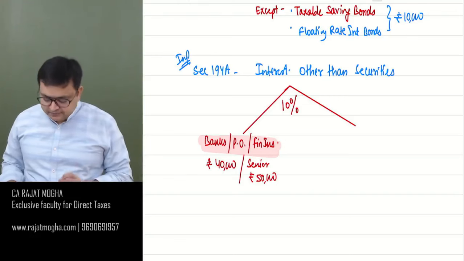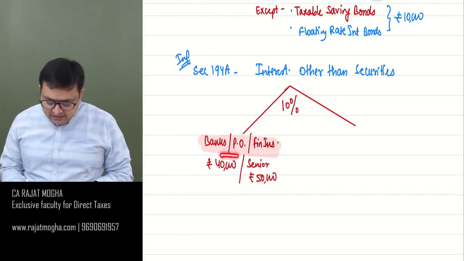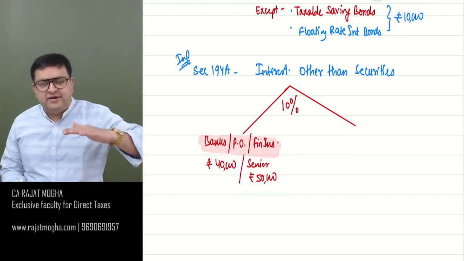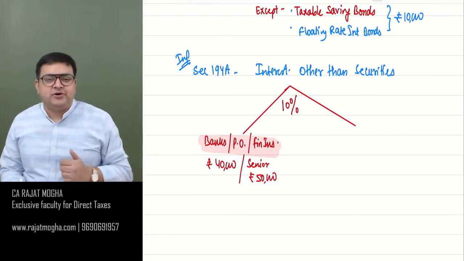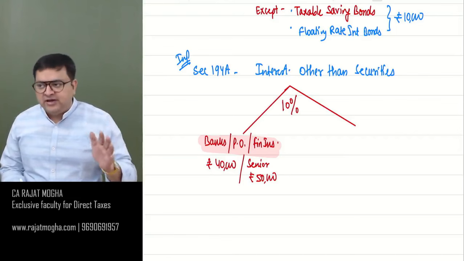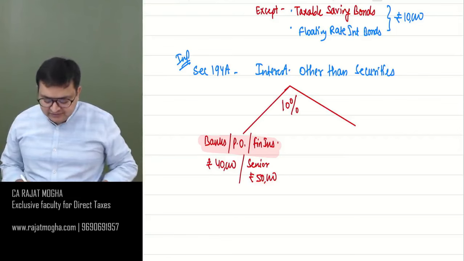Correct? Now, so please remember the TDS amount is 40,000. It will not be activated until it is 40,000. As soon as it crosses 40, TDS will be activated on the entire amount. For senior citizen, it is 50.